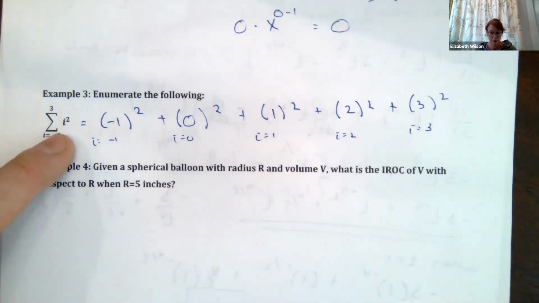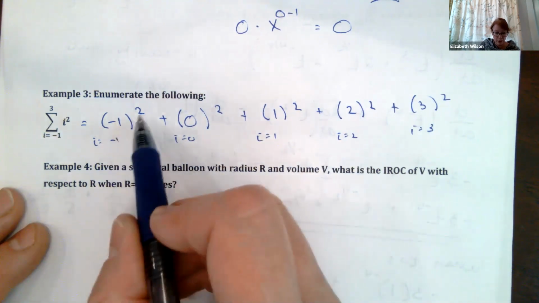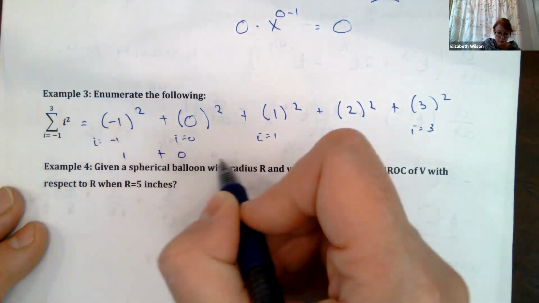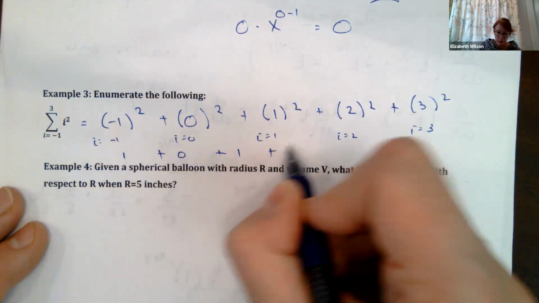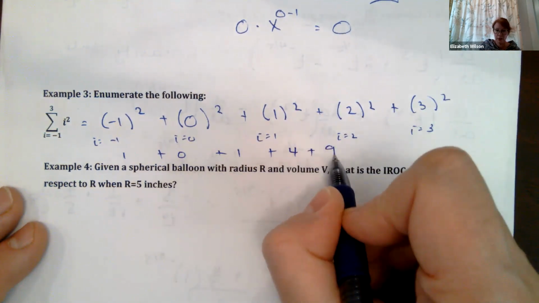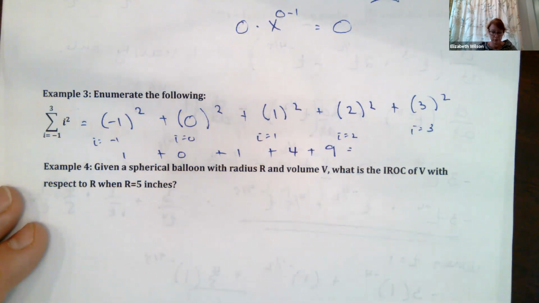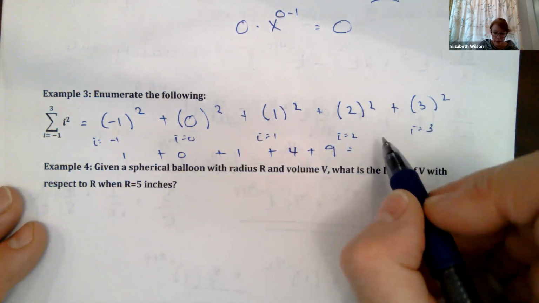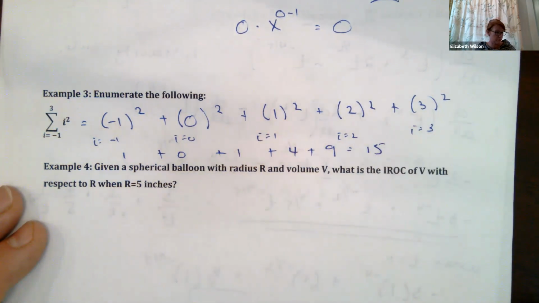It's pretty straightforward. So I'm going to get -1 squared, that's equal to 1, plus 0, plus 1 squared, plus 2 squared, plus 3 squared. Sum all of those up. Sigma means sum, right? So I'm going to sum all of these up. I'm going to get that's equal to 15.